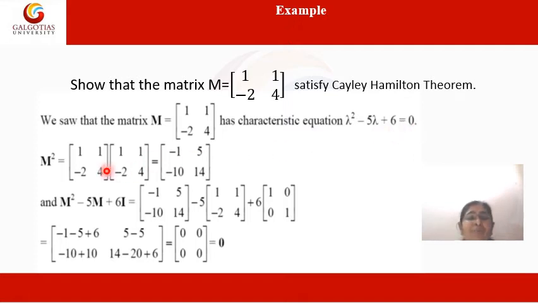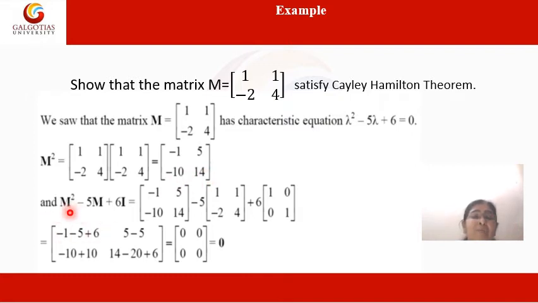Now it satisfies the characteristic equation. So this means I must get M^2 - 5M + 6I = 0. But first of all I will find M^2. M^2 is M into M. So I will write the entries of M into M and perform the multiplication, and on solving these two matrices I will get [-1 5; -10 14].